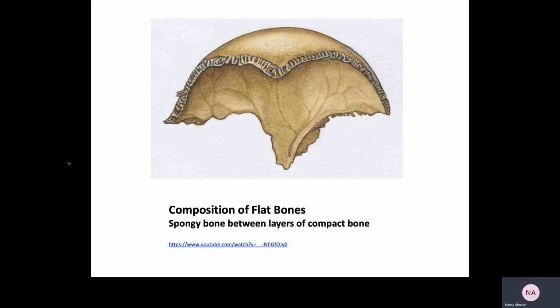I stuck this in here because you need to know a little bit about the composition of flat bones before we get into ossification and osteogenesis. If you take a look at a flat bone, as I said before, they are not flat. They are sort of rounded or curved. However, if you take a look at them, you will see that there is compact bone on the two surfaces that are sort of exposed, and in between the compact bone will be a layer of spongy bone, which allows these guys to be quite thin.